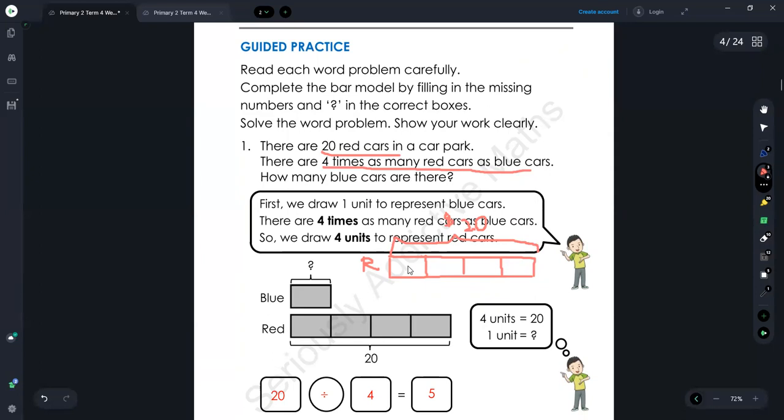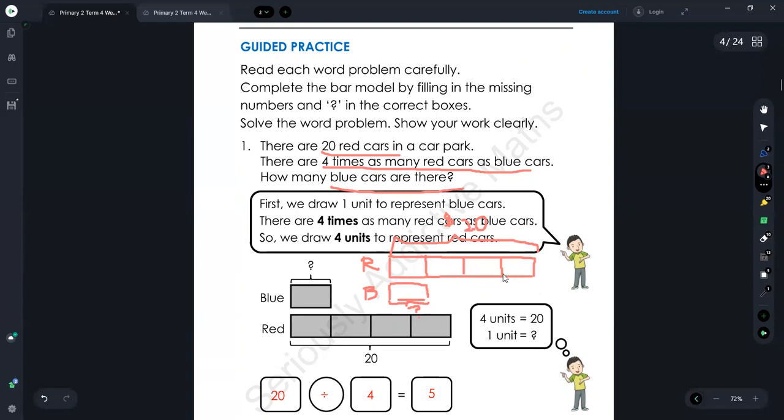Now, if red cars is 4 times as many as blue cars, it's always 4 times against 1 time, correct? So if red cars is 4 times, tell them that means blue car is 1 time. 1 time is 1 box. Right, draw it. And then the question, how many blue cars are there? So that means they need to draw the question mark here. How many blue cars? Now, get them to note that these are all equal parts.